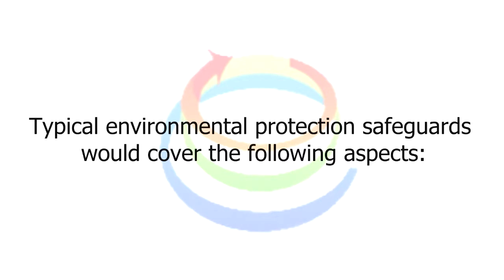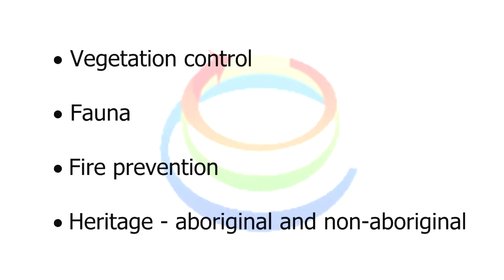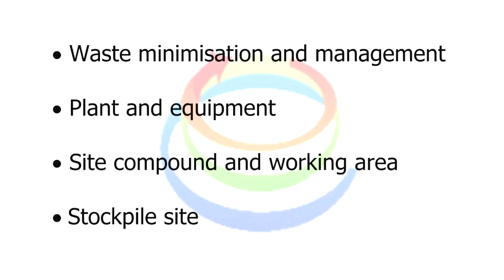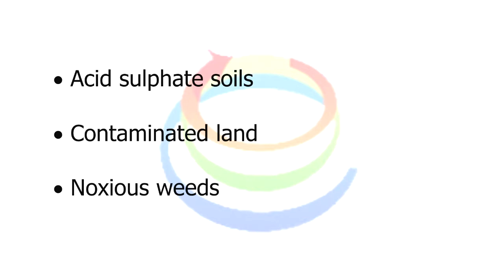Typical environmental protection safeguards would cover the following aspects: erosion and sedimentation, water pollution, air pollution including dust and odor, noise and vibration, vegetation control, fauna, fire prevention, heritage, aboriginal and non-aboriginal, waste minimization and management, plant and equipment, site compound and working area, stockpile site, fuel and chemicals or spill management, community consultation, water sources for construction, acid sulfate soils, contaminated land, and noxious weeds. This element is the most important part of the CEMP.